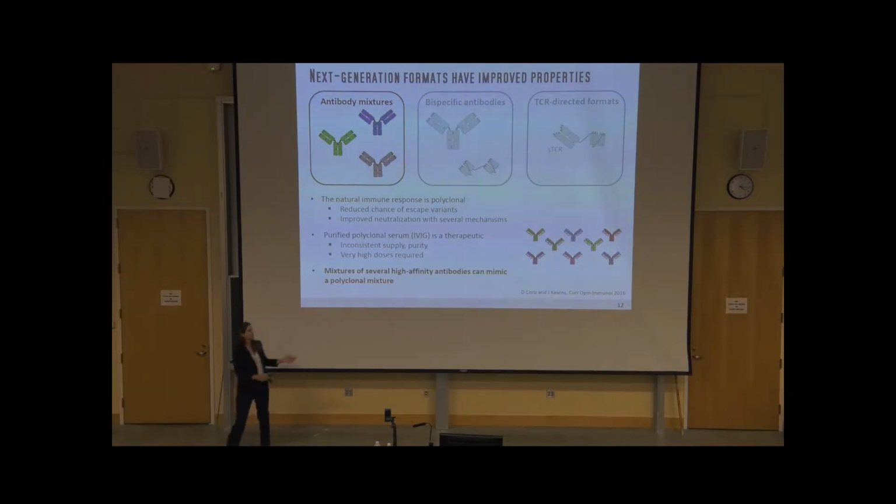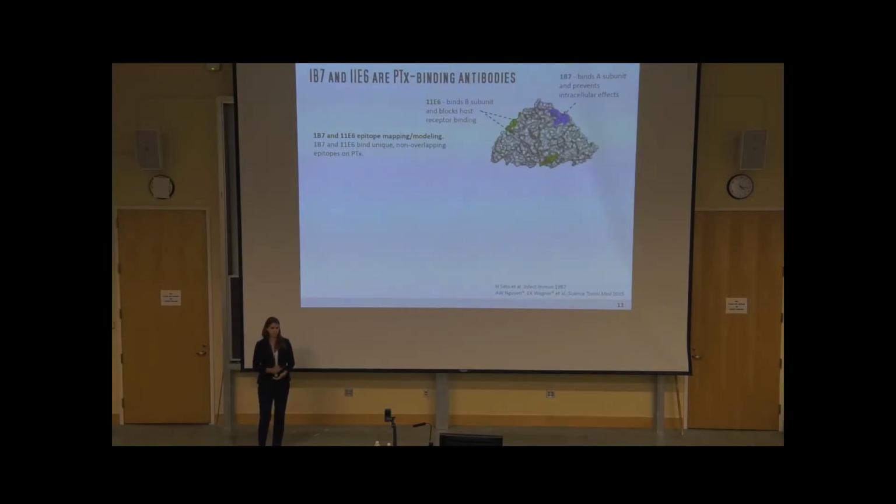In addition, this polyclonal serum, by definition, has many different antibodies, and maybe only one of these is actually targeting something of interest, so you have to give really large doses. More recently, it's been shown that you can have a mixture of maybe just 2 or 3 high-affinity antibodies for the target of interest, and they can mimic a polyclonal mixture.